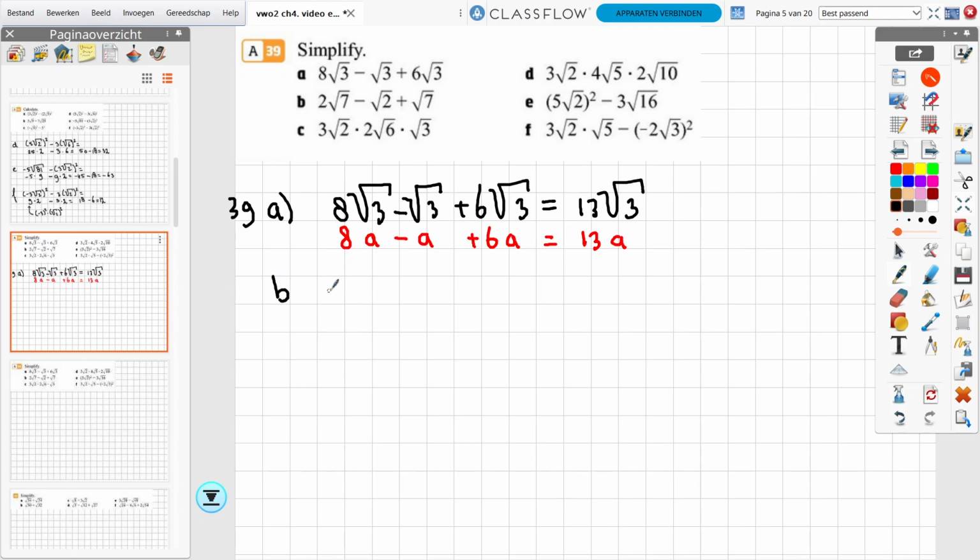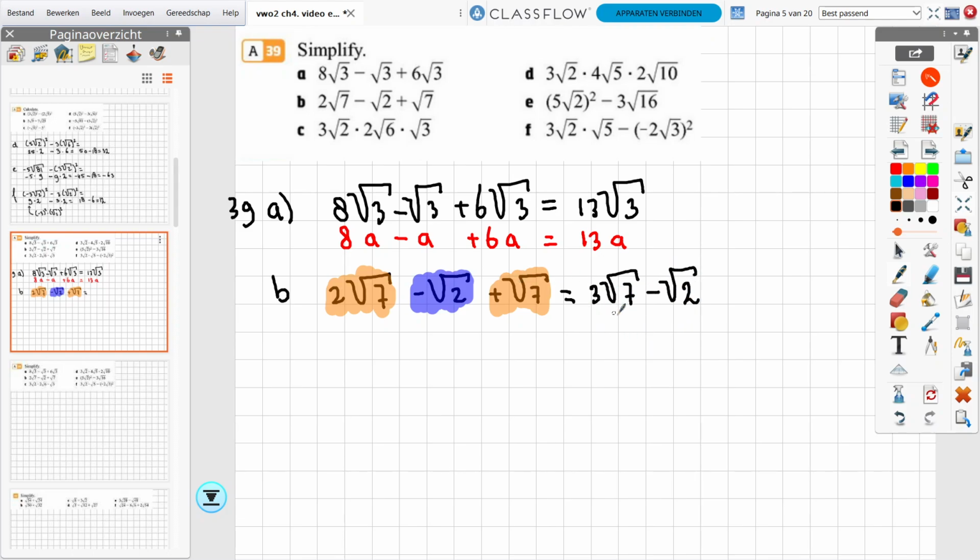B. 2 root 7 minus root 2 plus root 7. Hey, only addition and subtraction, so I should check, is this feasible? No, not everything, because you can see that those two things have the same root combination, but this one is different. That's okay, because I can still add the two orange terms up. 2 root 7 plus root 7, remember that's 1 root 7, so a total of 3 root 7. And then minus root 2.